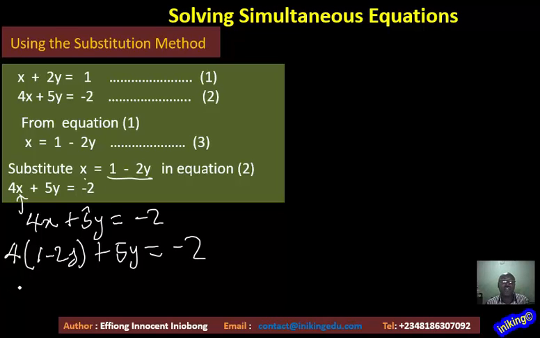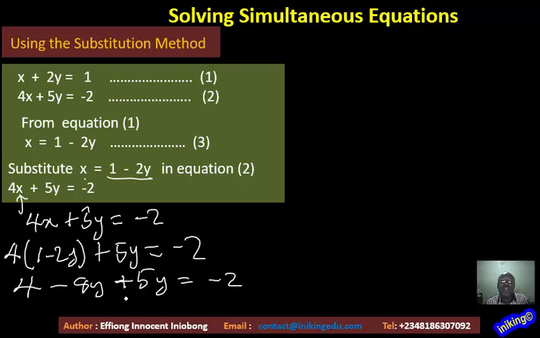Now opening this bracket, 4 times 1 is 4. 4 times minus 2y is minus 8y, plus 5y. That gives me minus 2. Of course, I can solve for my y now. If you look at this very well, that's why I say it's elimination method through the back door. I've been able to eliminate x by finding an expression for x in terms of y. I've thrown x out of the system. Now I can easily find my y.